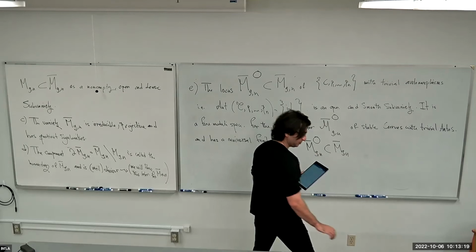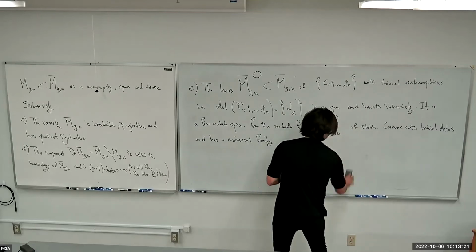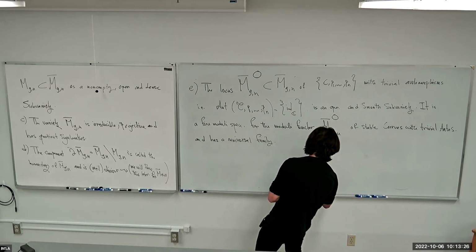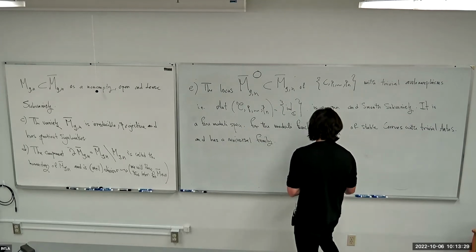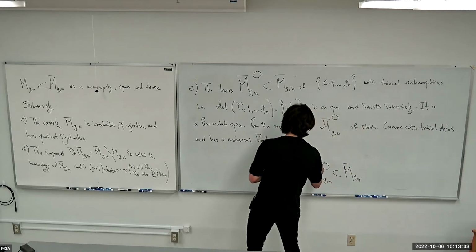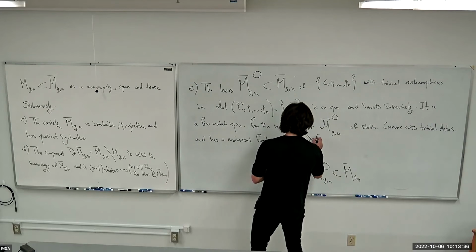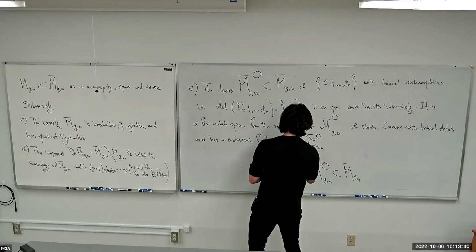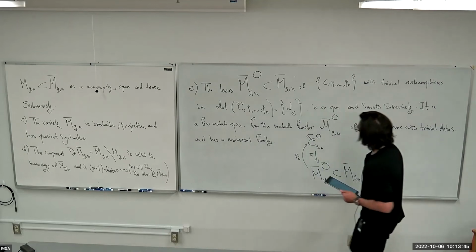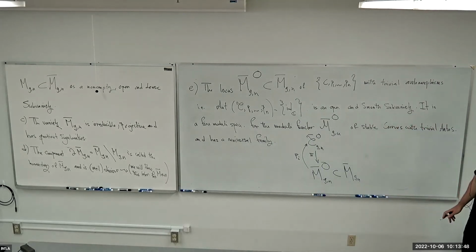Oh, so maybe you can put this in here. So this thing, M-bar_{g,n} with trivial automorphisms, sits inside M-bar_{g,n}, and it has a universal family, which I'm going to call C_{g,n}, together with sections pi. All right. What is that?